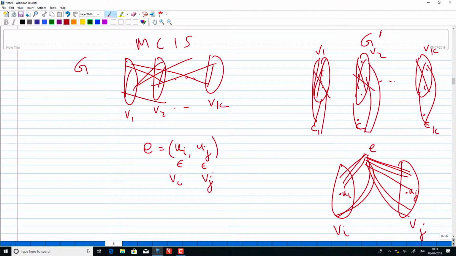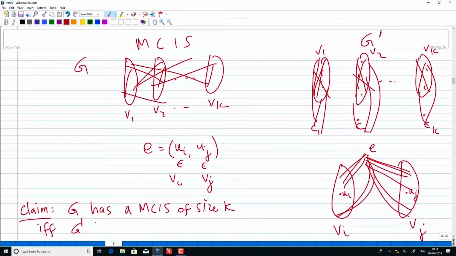Now, what do I have to show? That this is an equivalent instance, right. So, what do I have to show? The claim is: G has what? An independent set, not just any independent set, a multicolored independent set of size k, if and only if G prime has a dominating set of size k. Okay, so that is what I want to show.